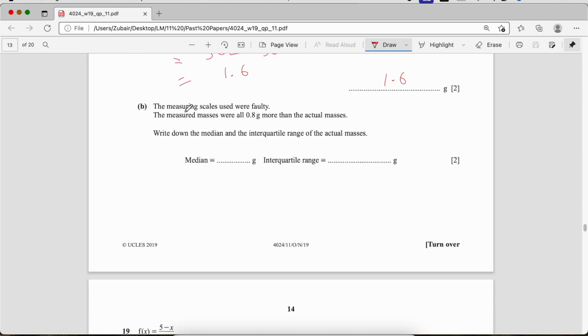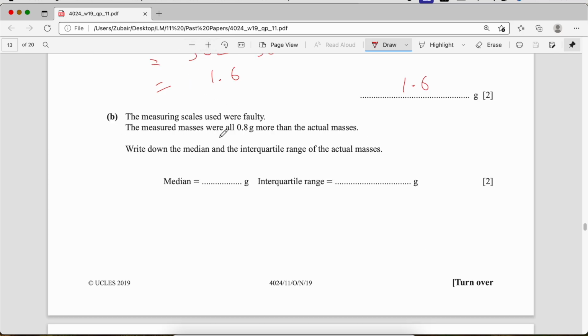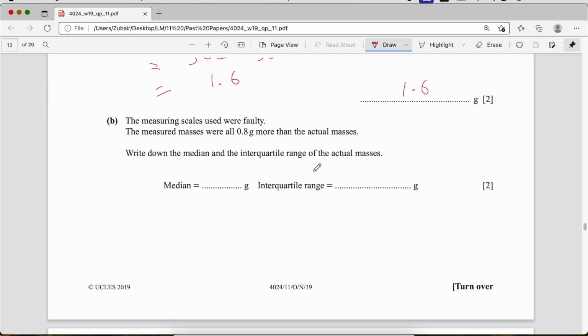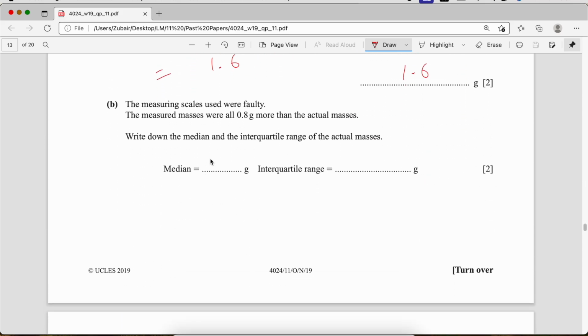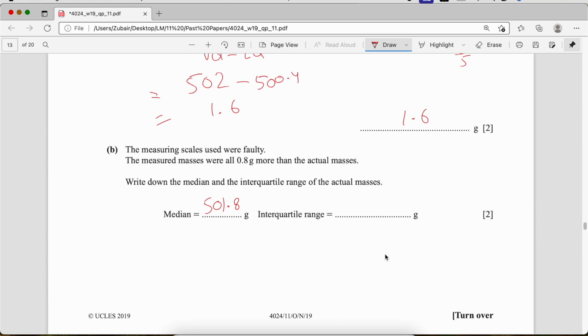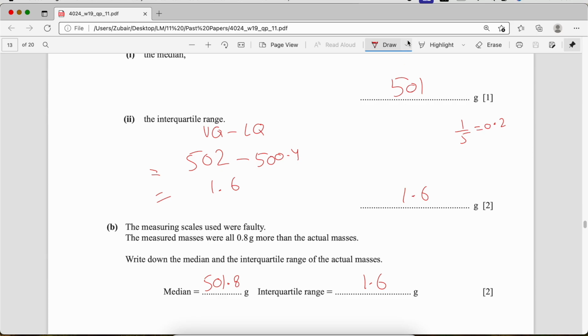B part says the measuring scales used were faulty. The measured masses were all 0.8 grams more than the actual masses. Write down the median and interquartile range of the actual masses. So if the actual masses were less, I'm getting a median of 501, so that will be 501.8, but the interquartile range is not going to change, because if we increase both of these by 0.8, the difference stays the same.